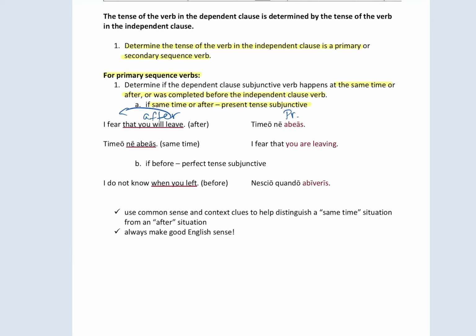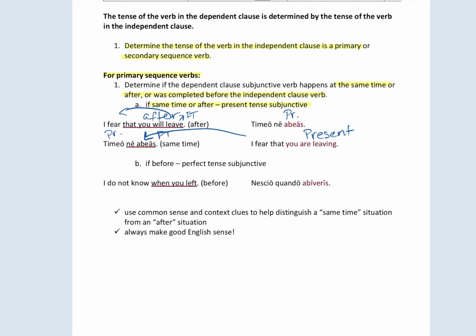Timeo ne habeas. Right? I fear that you will leave. Even if this is in future, right? You translate the subjunctive as present. Now let's look at it the other way. If I'm taking it from a Latin, in English, I fear that you are leaving. So fearing is happening in the present tense. That means it's a primary sequence. You are leaving is also present tense. Guess what? Happening at the same time. Guess what? Our subjunctive is present tense.